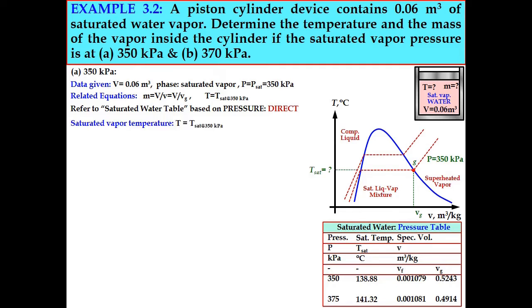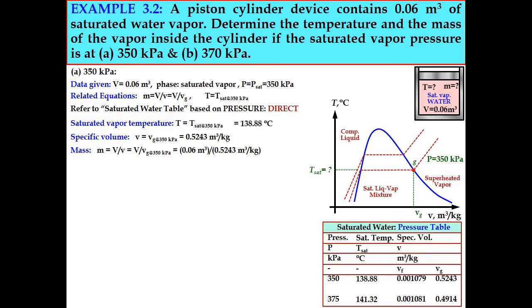Okay, so if we refer to the table at 350 kilopascal, the saturated vapor temperature will be 138.88 degrees Celsius. So the data we can get directly from the table. Okay, now about the specific volume. The specific volume V equal to Vg at 350 kilopascal. By referring to the table, the value is 0.5243 meter cubic per kg.